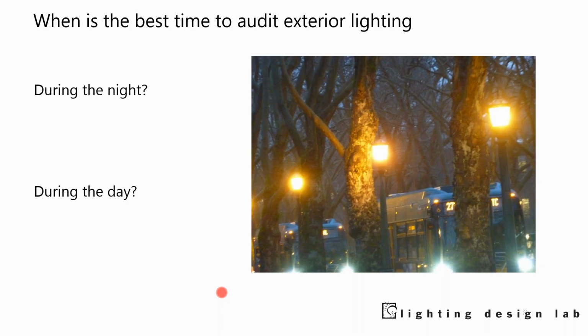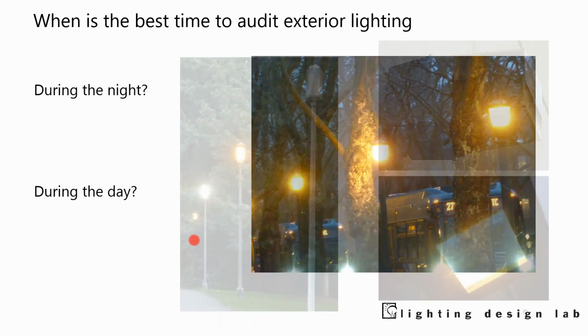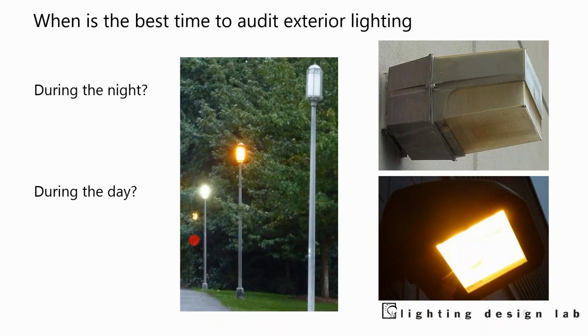So what's the best time to do an audit of your exterior lighting? Just shifting gears here a little bit. Well, you'd think at night, right? We want to know what the lighting's doing at night, and we have to go out there at night. And that's certainly true. But you can also learn a lot during the day. If you go out during the day, you find out that these lights are on when they shouldn't be. If you go out there at night, they're just on, so you don't know that there's a control system that's failing. They're spending a lot of money here for no purpose.